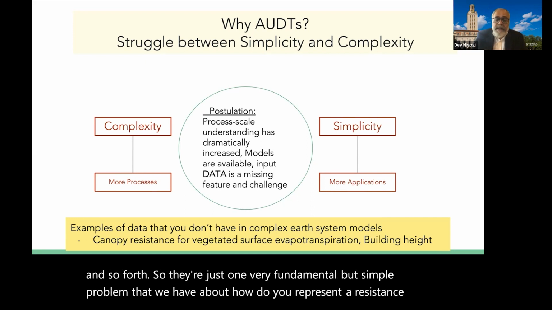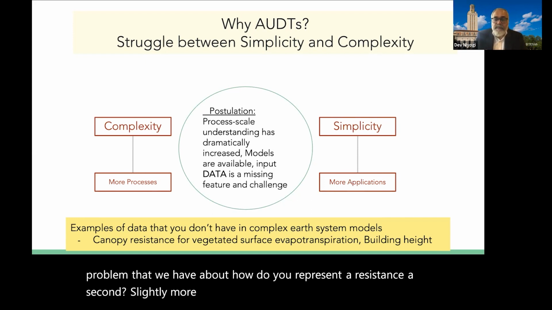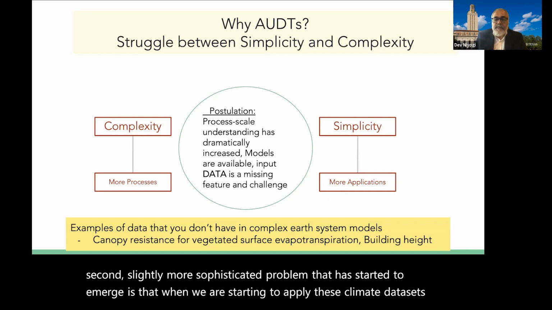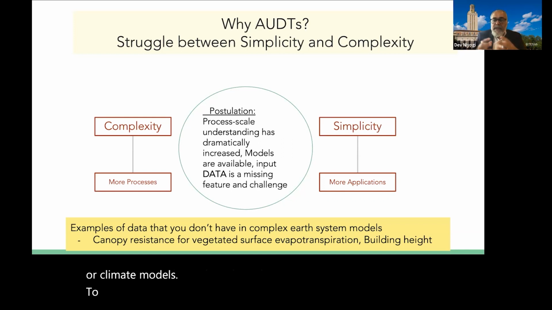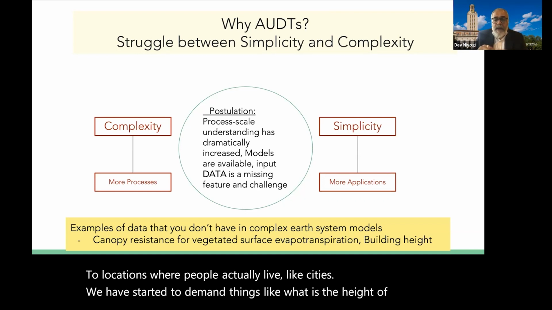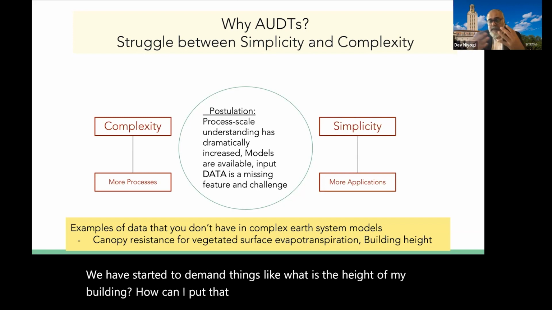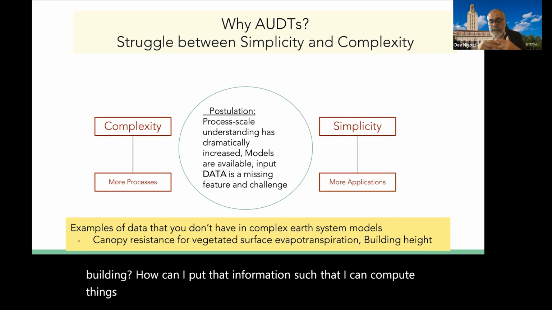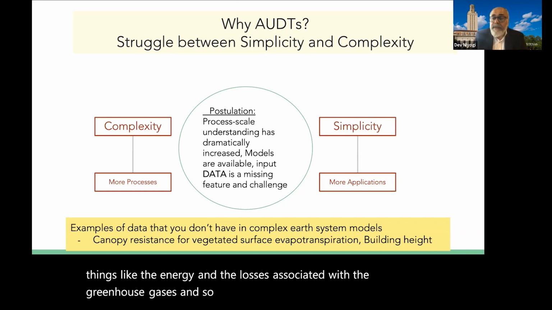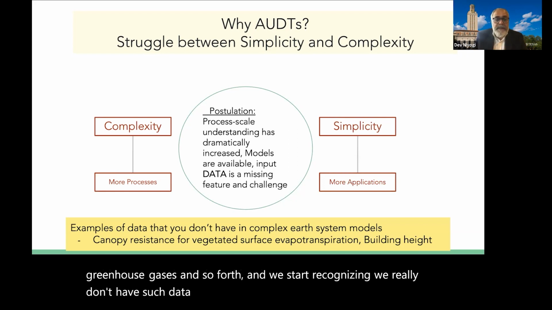A second, slightly more sophisticated problem that has started to emerge is that when we are starting to apply these climate data sets or climate models to locations where people actually live, like cities, we have started to demand things like, what is the height of my building? How can I put that information such that I can compute things like the energy and the losses associated with the greenhouse gases and so forth? And we start recognizing we really don't have such data to start integrating within our models.